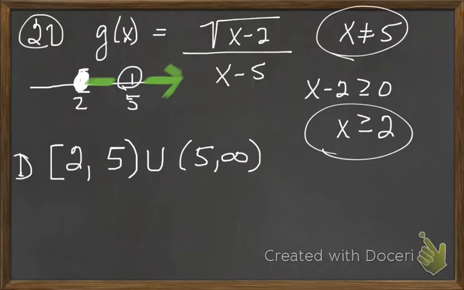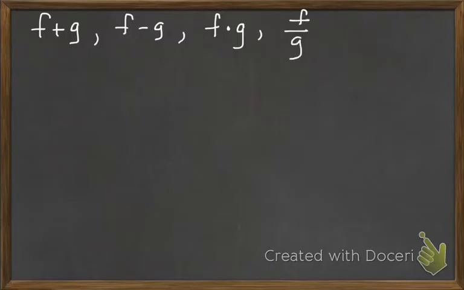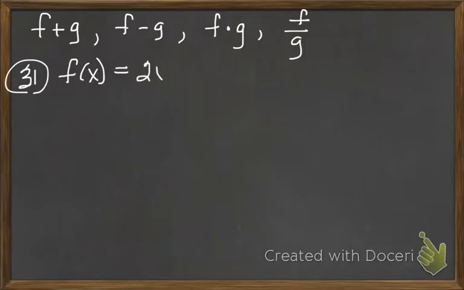All right, the next set of directions are asking you to do 3 different things. They're asking you to find f plus g of x, or just f plus g. They're asking you to find f minus g. They're asking you to find f dot g. And they're asking you to find f divided by g. So it's really like 4 little problems in one. So let's take a look at number 31. This is not difficult. You've actually done this before, but you just have not done it with function notation. So they're going to give you an f of x equation, and they're going to give you a g of x equation.